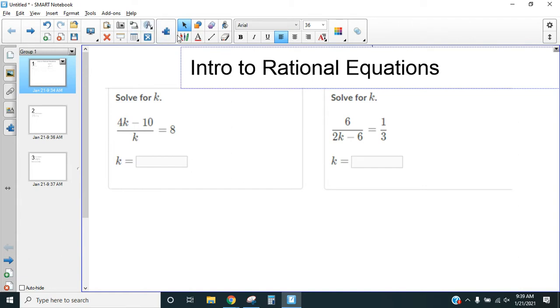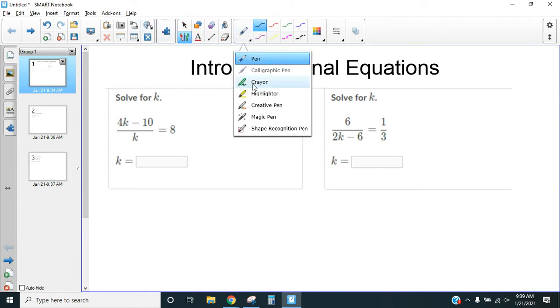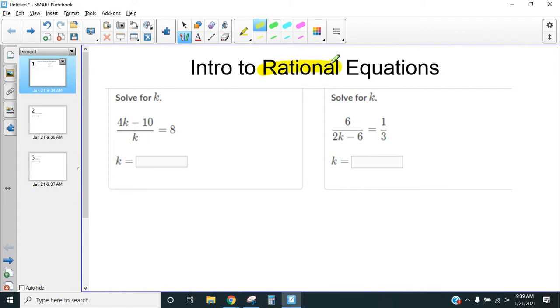The word rational, right? Does anybody know what that means? Logical. Yep, that's true. When we're talking about reasoning, that's what that means. In math, it means something different. All right.